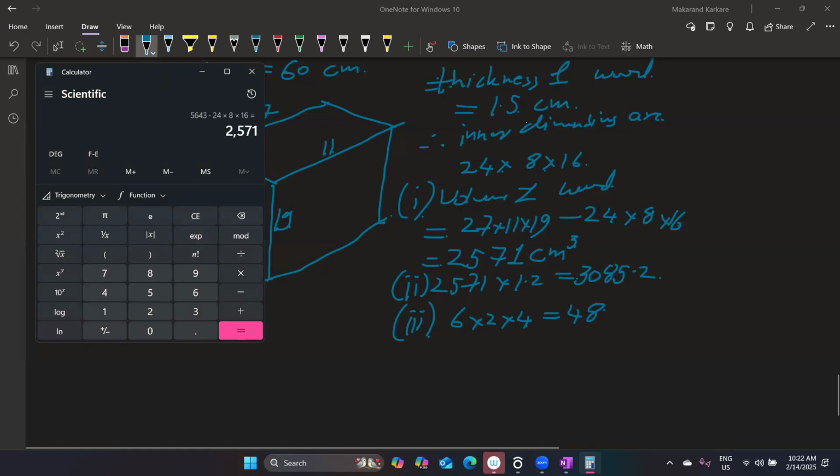Sir, so volume of the wood inside the box means inner dimensions, right? No. So inside there is no wood, right? Inner dimension is all empty. So volume of wood is outer dimension minus inner dimension. Okay. The question that you are referring to comes at the last, the third question. Look at the third question.